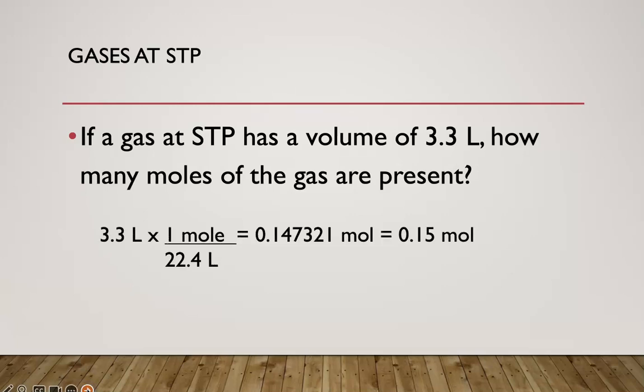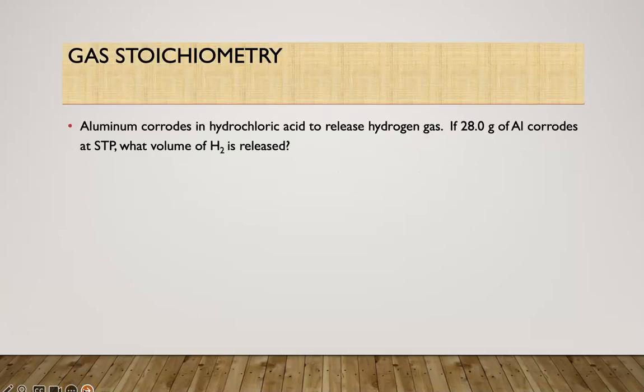Hopefully you said something just about like this. I'm hoping so. So here is our known quantity: 1 mole of a gas is 22.4 liters. When we multiply it like that, of course, our liters cancel out and we've got moles. All right. Here's a nice little gas stoichiometry. So see what you can do with this one.